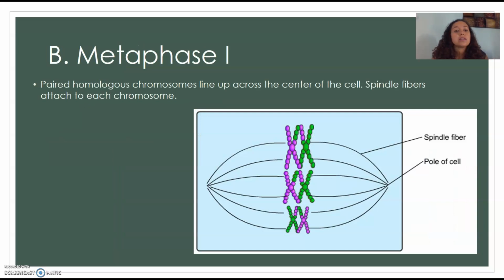So metaphase 1 is the same. They're all going to line up in the middle, but they're still together. The homologous pairs are together. You see how this would be like mom with a little bit of dad's DNA. This would be dad with a little bit of my mom's DNA because they're crossing over, but that already happened. They're just going to line up in the middle, and the spindles are going to attach to each chromosome.